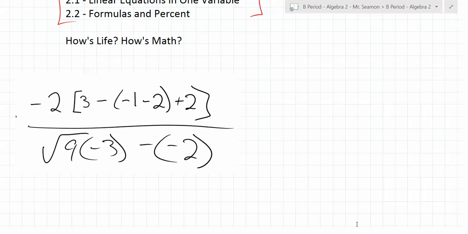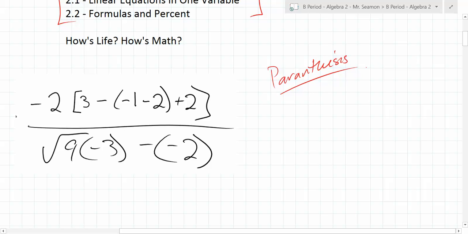What's that first word? Parentheses. That basically means look on the inside. If I could almost spell it, that'd be good. Parentheses. So you're looking on the inside. So which part should we look at first? -1 minus 2. Yeah, what is -1 minus 2, everybody?